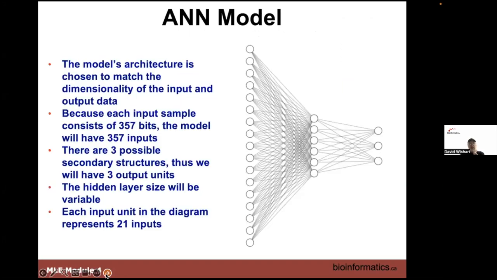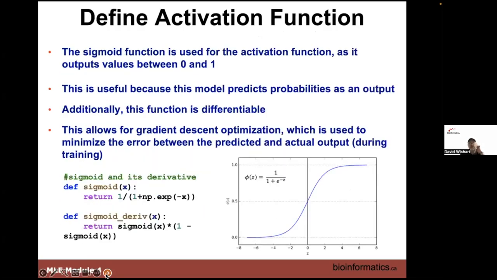So the architecture, and we've talked about this before, is chosen to match the dimensionality of the input and the output. So each sample has 357 bits. We have three possible secondary structures. So the hidden layer has to be between 357 and 3. And each input unit in the diagram corresponds to 21 amino acid inputs, amino acid types. We've talked about this. This is the same slide that was used for the iris one.